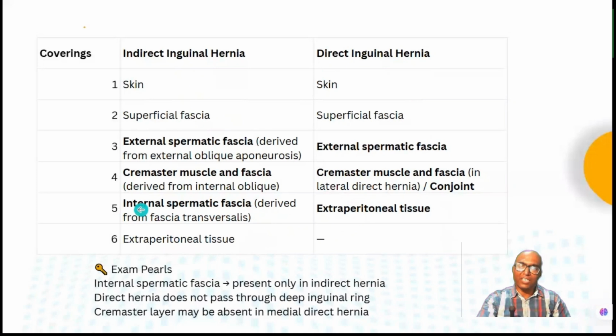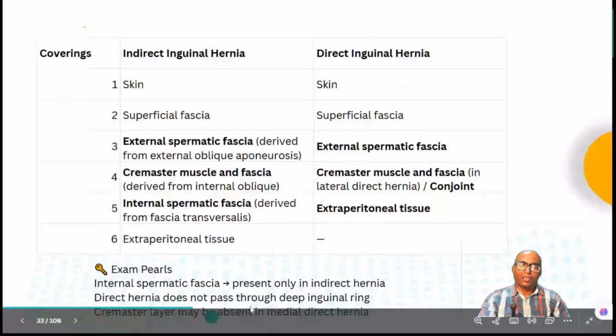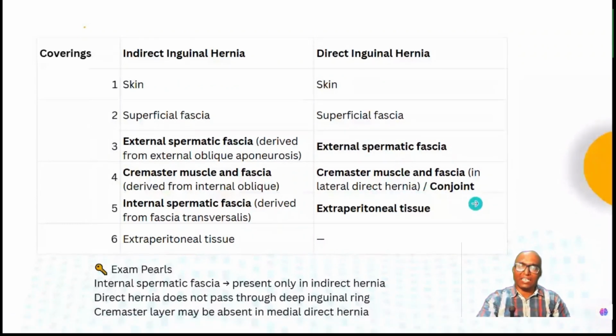So direct does not have the internal spermatic fascia, which is derived from the fascia transversalis. Okay. See, this external spermatic fascia comes from the external oblique aponeurosis. Cremasteric muscle and fascia come from the internal oblique. So it is the same here. Okay. So internal spermatic fascia is present only in the indirect hernia, while the direct hernia does not pass through the deep inguinal ring, and the cremasteric muscle may be absent in the medial direct hernia. And this direct hernia is also divided into medial and lateral. Okay, so in the medial, this cremasteric muscle is also absent.